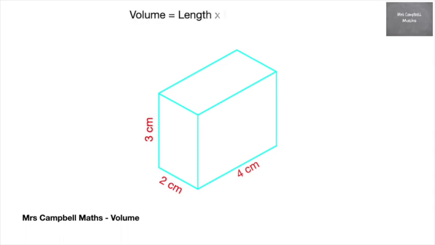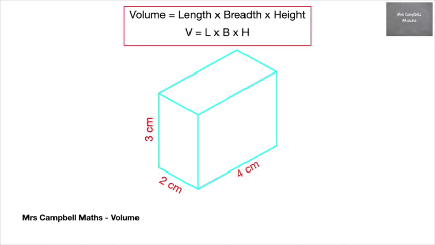Volume equals length times breadth times height. And we would shorten that to V equals L times B times H. Now, highlighted on the cuboid now is the length. Length equals 4 centimetres. The breadth equals 2 centimetres. And the height is equal to 3 centimetres.